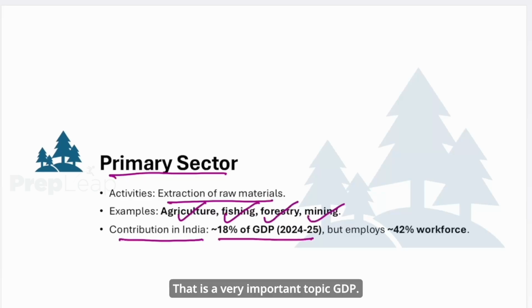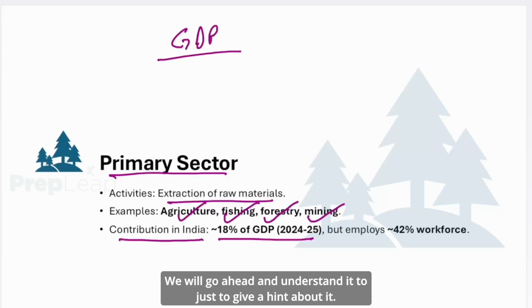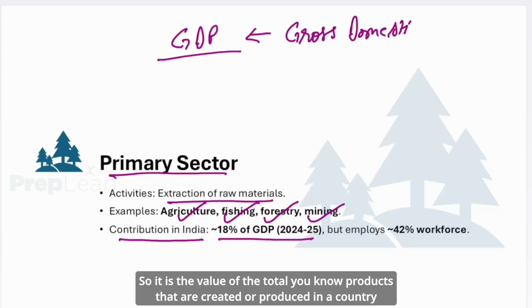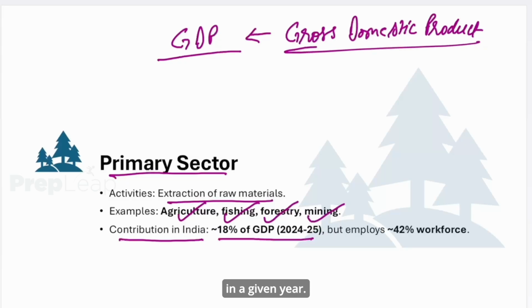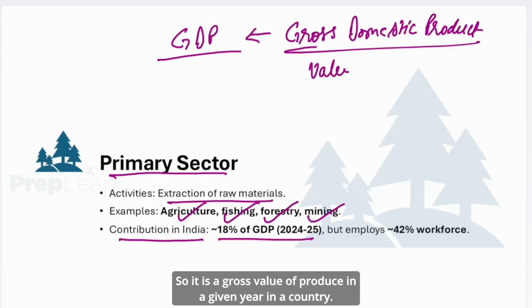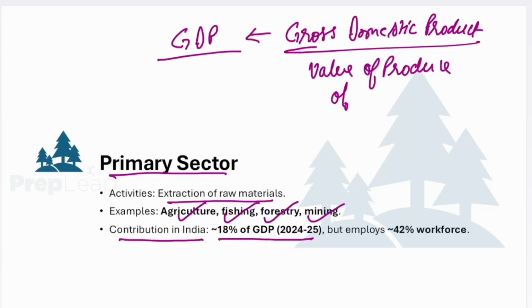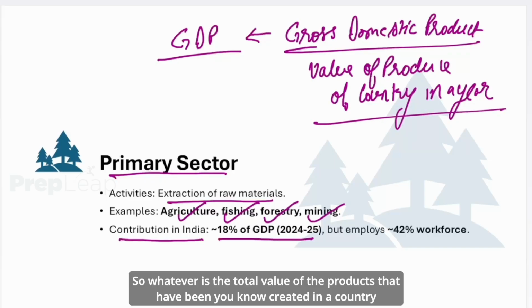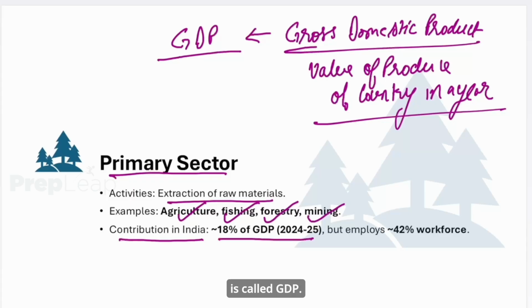What is GDP? That is a very important topic. We'll go ahead and understand it. To give a hint about it, it is called gross domestic product. So it is the value of the total products that are produced in a country in a given year. So it's a gross value of produce in a given year in a country. We'll have a better understanding of this as we go forward. But just to make you understand, whatever is the total value of the products that have been created in a country is called GDP.